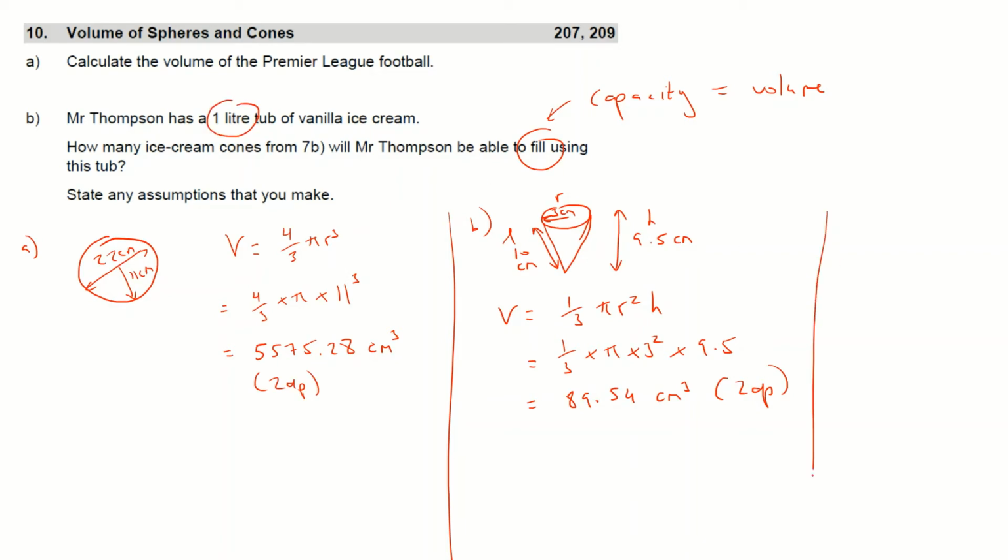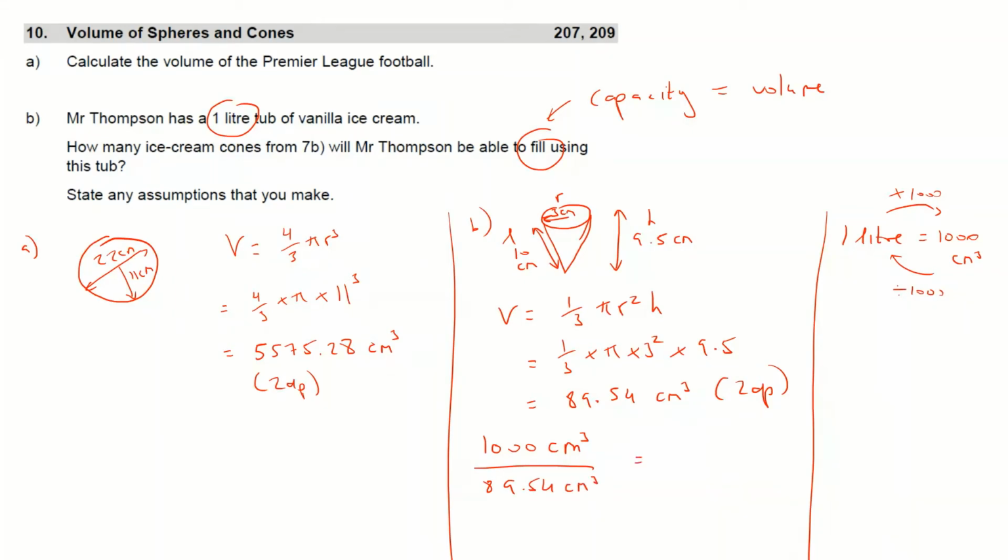And the key fact to remember here, okay, is that 1 litre is 1,000 centimeter cubed. So going this way, I'm multiplying by 1,000. Working backwards, I'm dividing by 1,000. So 1 litre is 1,000 centimeter cubed. So I'm trying to see how many 89.54s I can get out of 1,000 cm cubed. This is a division question.